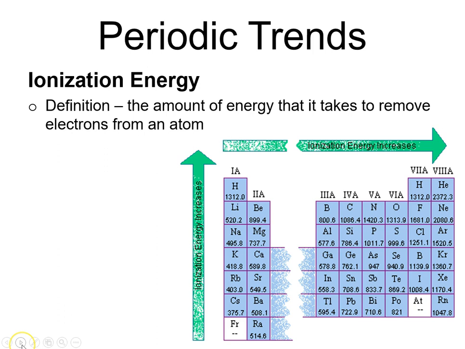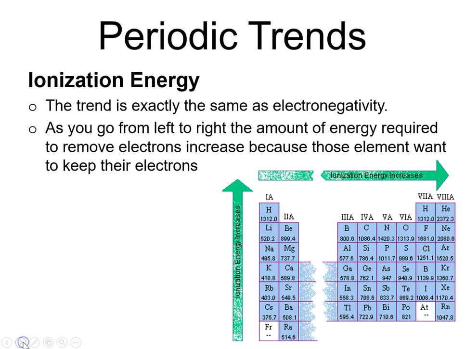Sorry about that. So ionization energy is the next one, and the definition is it's the amount of energy it takes to remove electrons from the atom. Again, they're going to be assigned a number, and the trend is exactly the same as electronegativity. So as you go from left to right, it's going to increase, and top to bottom, it's going to decrease.